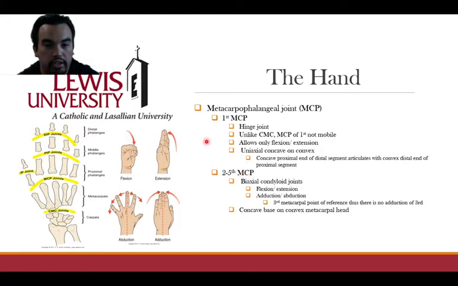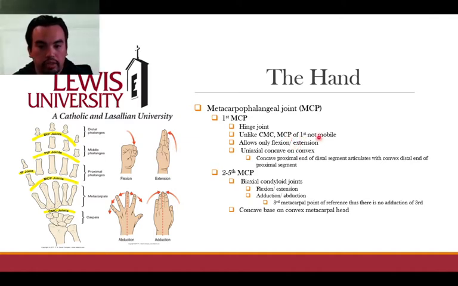The metacarpophalangeal joint, the MCP joint. So we're looking here. It's a hinge joint. It's unlike the carpometacarpal joint or the metacarpophalangeal joint of the first. It's not very mobile. It only allows flexion and extension. It's uniaxial, so it's concave and convex, and so it follows the concave-convex rule. The second to fifth metacarpophalangeal joints are biaxial condyloid joints, concave phalanx based on a convex metacarpal head, so it kind of reverses there.